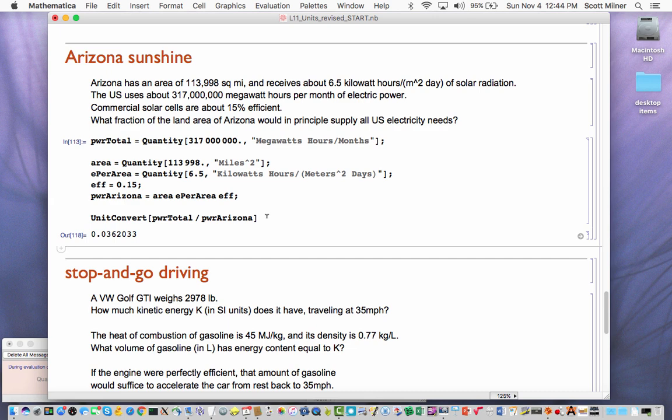And so that's 3.5% of the land area of Arizona, which is a lot of land, no question, but it gives an idea of the potency of solar power, as if you were able to, for example, put solar panels on most of the roofs of buildings where people live and work.